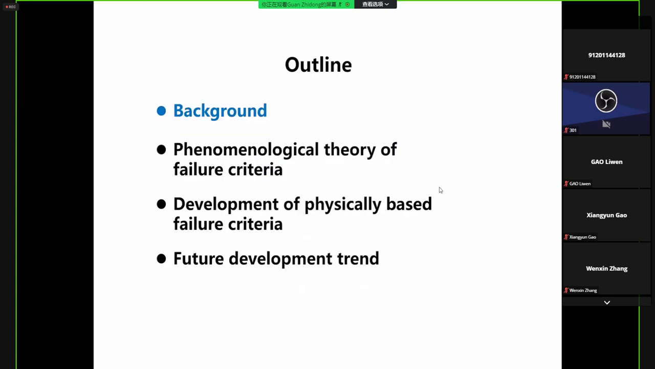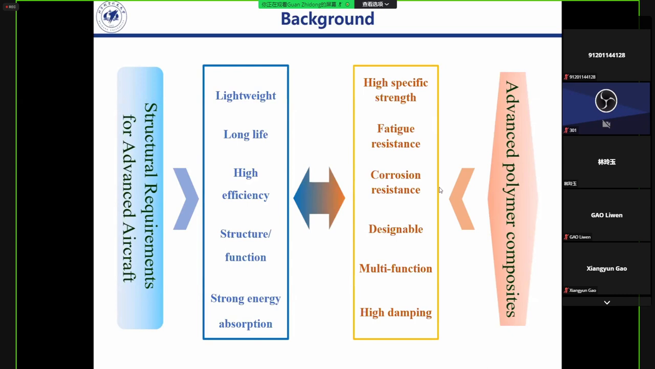My report also has 4 parts. So we all know that the composite is very special compared with metal materials. It is a mixing of many kinds of material together according to a certain rule, which has many good characteristics, including designable material properties, high specific strength and stiffness, good fatigue and corrosion resistance. It can meet the performance requirement of aircraft structure more perfectly. So it has been widely used in aircraft structure in the past 50 years.